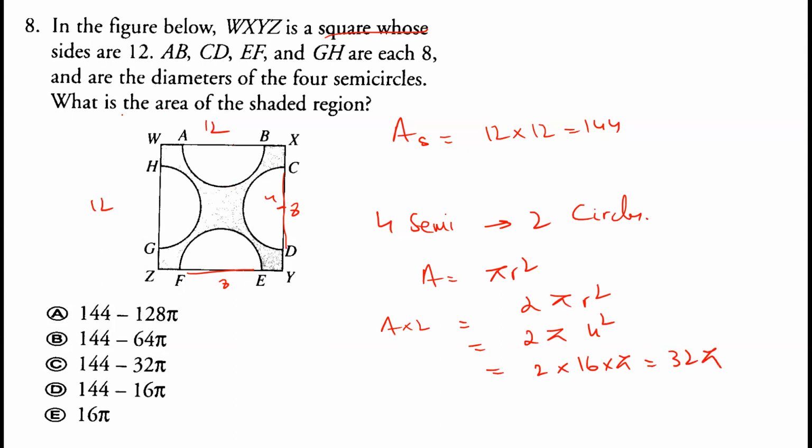Now, what we need to find out is the area of the shaded region. So we need to find this shaded region. So total area is 144 minus area of semicircles, that is 32 pi. So the correct option is C.